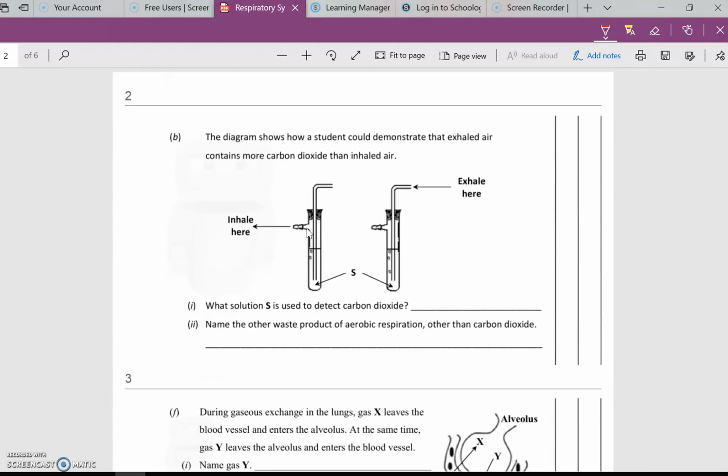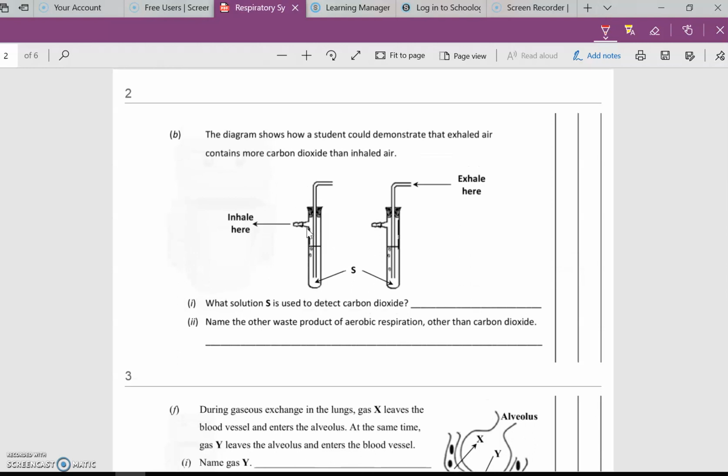Okay. Then we have question 2. We're seeing two test tubes showing inhaled air and exhaled air. When somebody is inhaling, the air is coming in here, down here, bubbling through the lime water, then up and out there. Here, they're exhaling, so they're pushing exhaled air in here, bubbling that through the lime water, and then it goes out there.